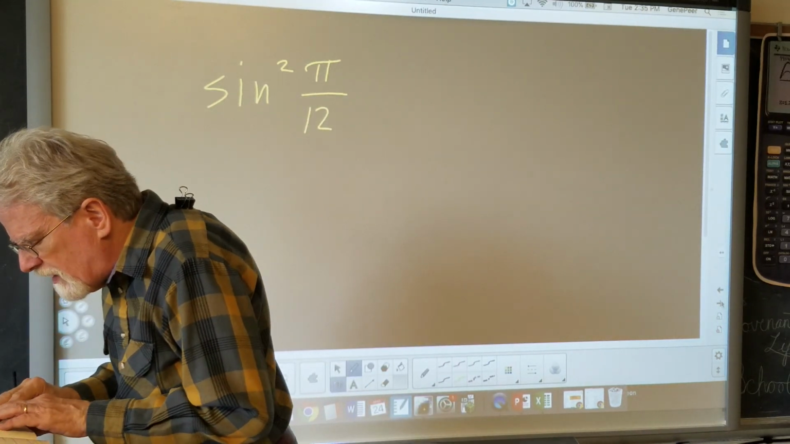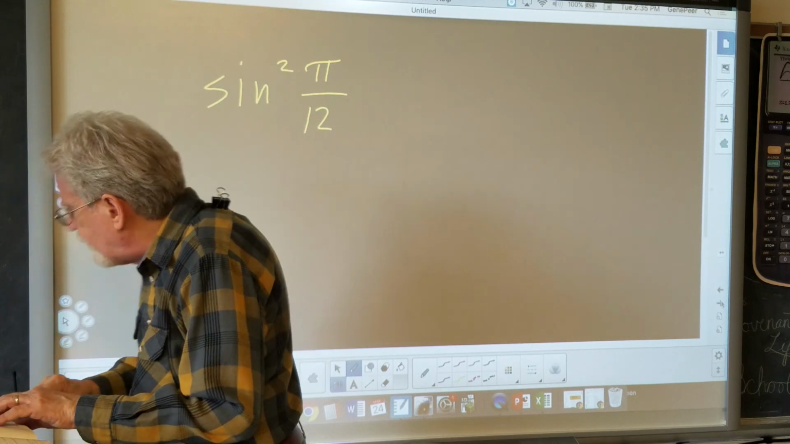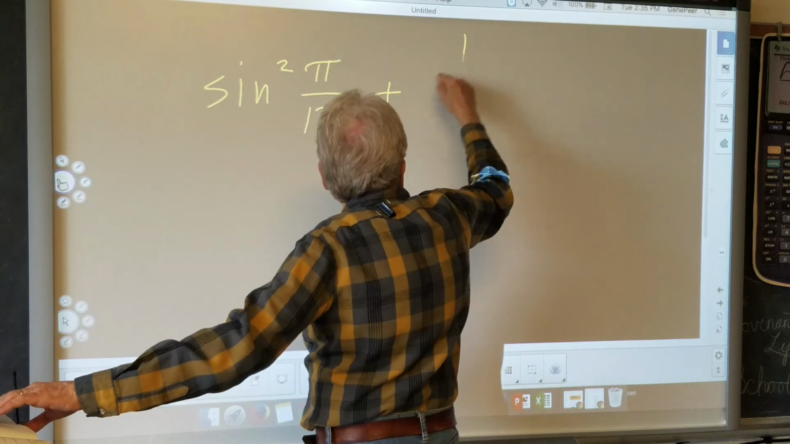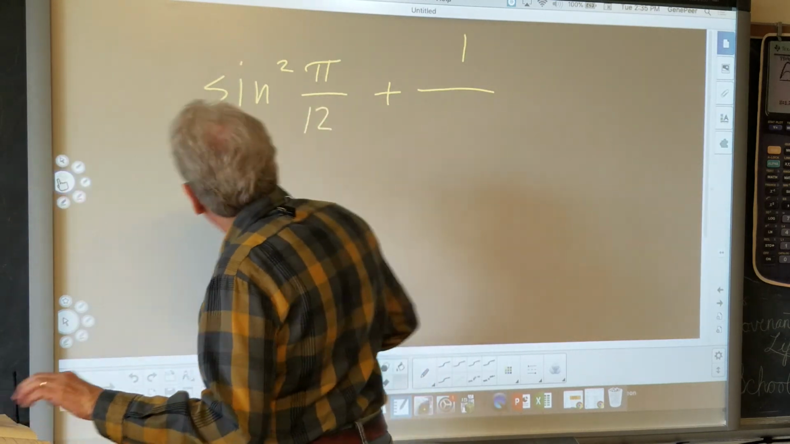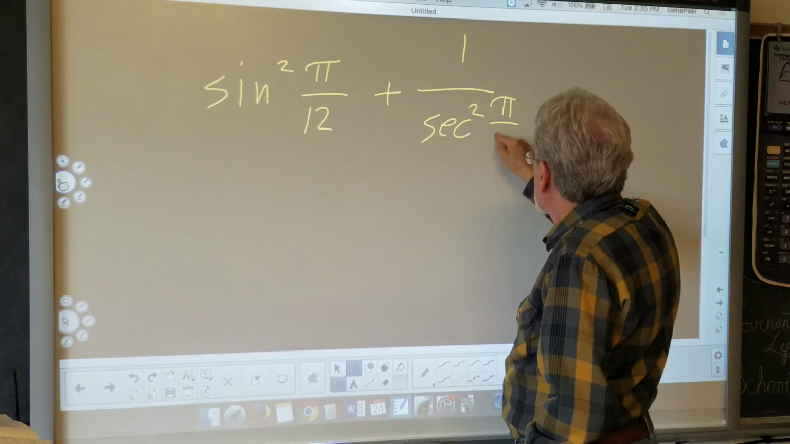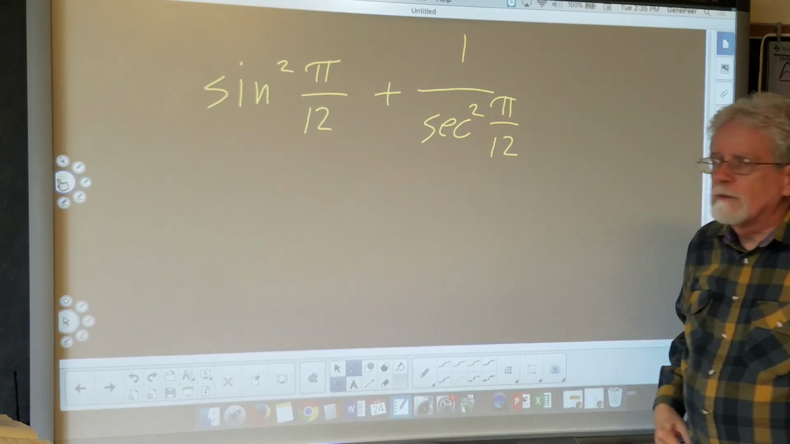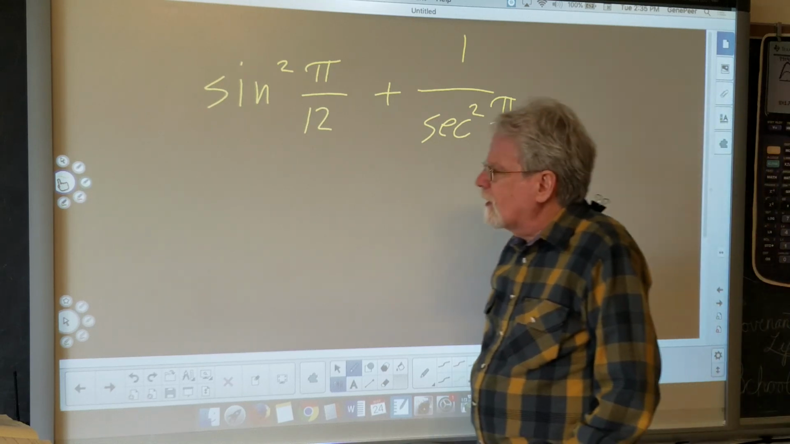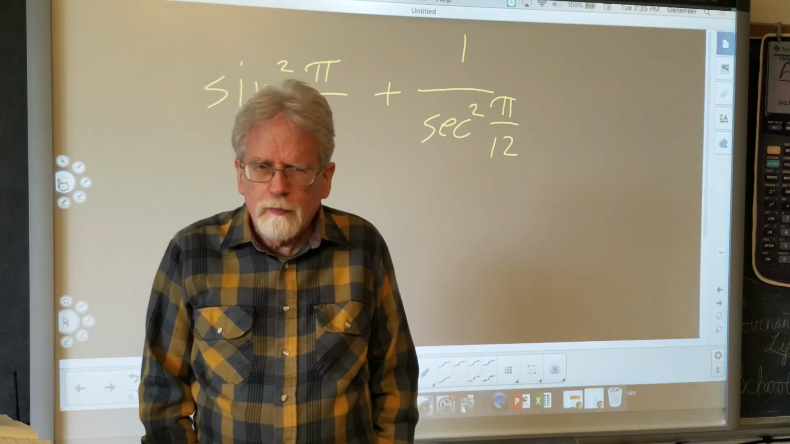It doesn't matter. Moving on, because this example says we're going to add to this 1 over secant squared of the same thing. All right, and we're supposed to simplify that without a calculator. This one might take, instead of 5.7 seconds, this one might take 8.3 seconds perhaps.